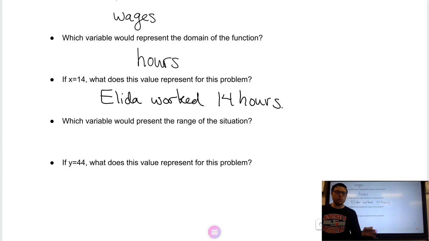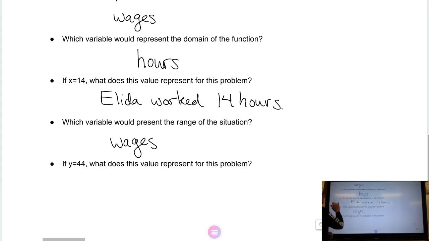Okay, which variable represents the range? Well, if time in hours is independent, and that's the domain, then the other variable is dependent, and that's the range, and that would be her wages. And so, therefore, if y equals 44, y is dependent, it's the range. And so, if y equals 44, then that means that she earned $44, Alita's wages.